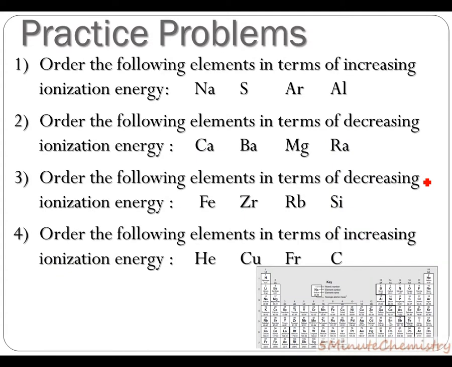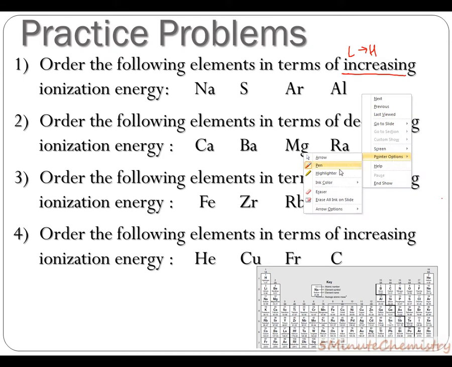So now let's go ahead and work some practice problems. I'll give you guys a second. You can go ahead and pause, and then we will get into it here. So I will assume you've paused, and we'll look here. Number one, order the following elements in terms of increasing ionization energy. So increasing ionization energy, we are looking at low values to high values.